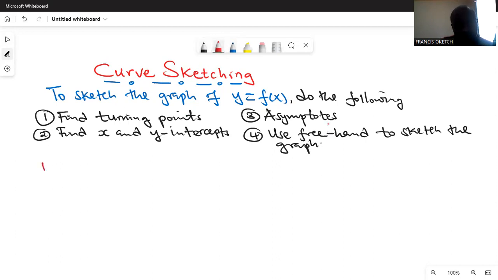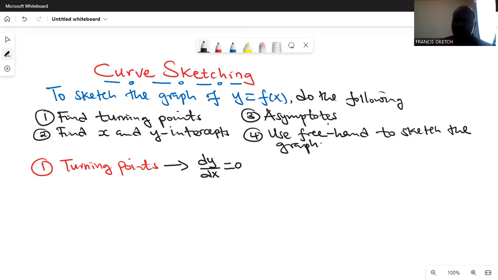So the first item in curve sketching is turning points. Another name for turning points is critical points or equilibrium points. So what do we mean by turning points? They are points where the derivative of the function, that is dy over dx, is equal to 0. So at that point, the gradient is equal to 0.